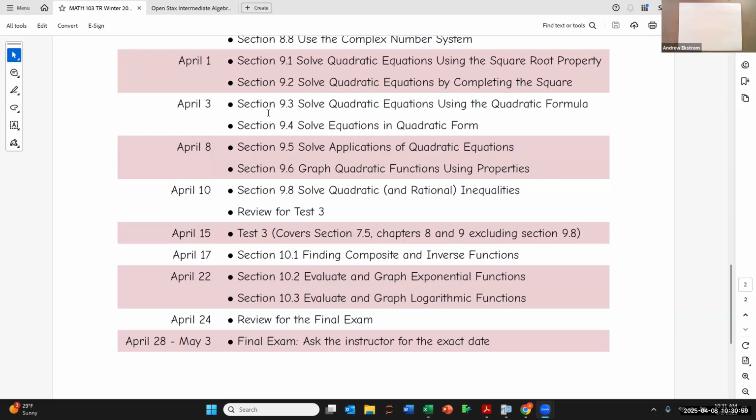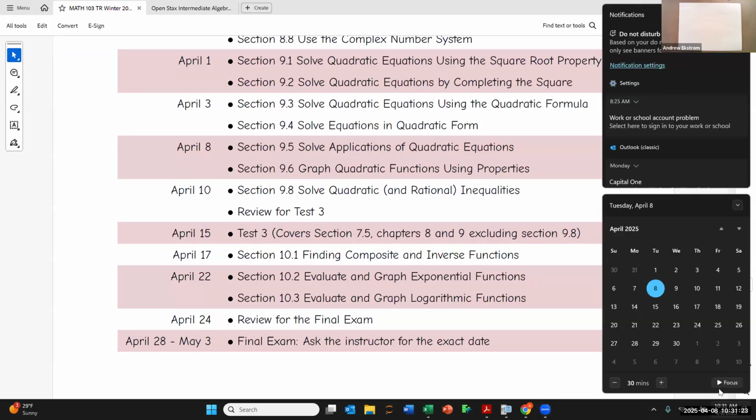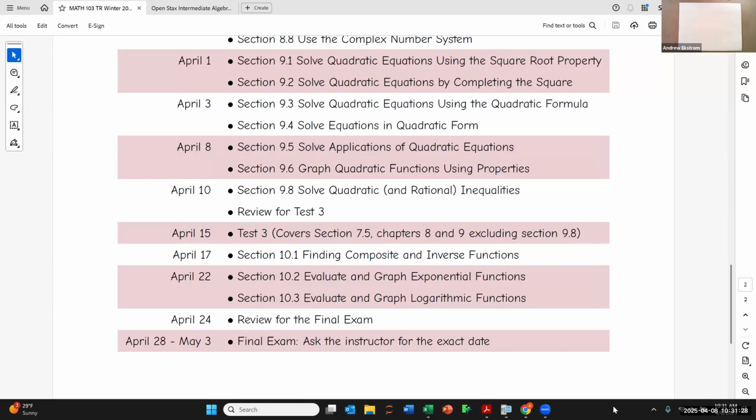Today we've got 9.5 and 9.6. On Thursday we've got 9.8, and then we have some time to review for test number 3. So test 3 is going to be next Tuesday. Just had to look it up. The final exam is going to be on whatever the normal Tuesday is going to be. So 4/29.